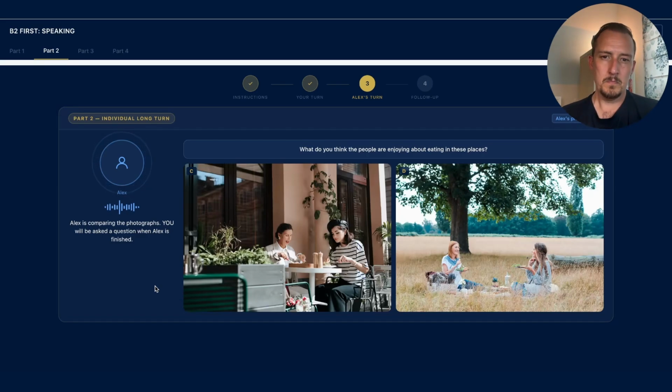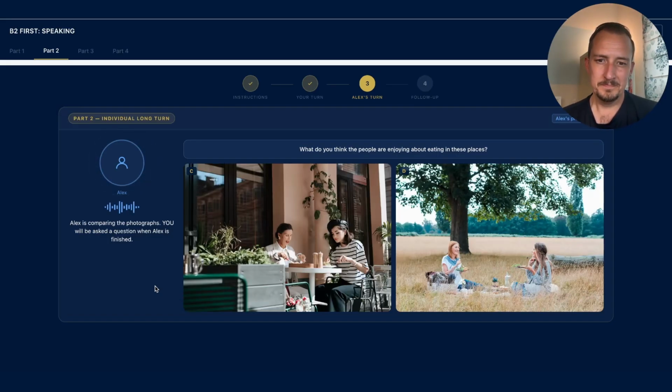In the second photo, the two women are having a picnic outside in the countryside. I think they're enjoying being close to nature and spending time in the fresh air. The place looks peaceful, so it's probably a nice escape from their normal routine.